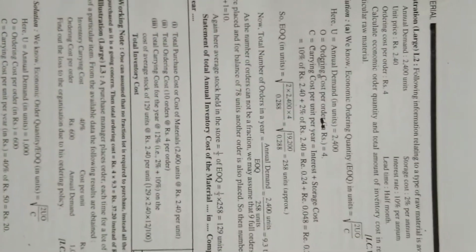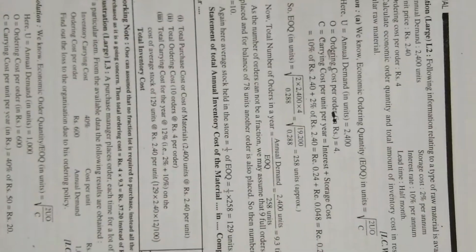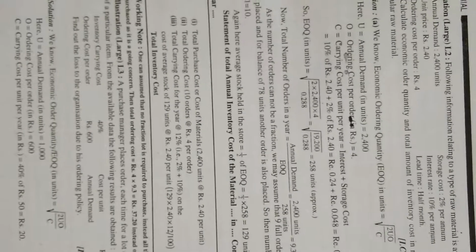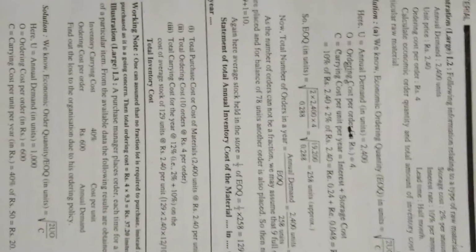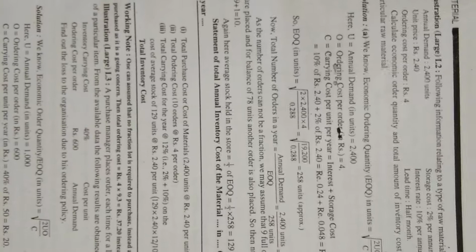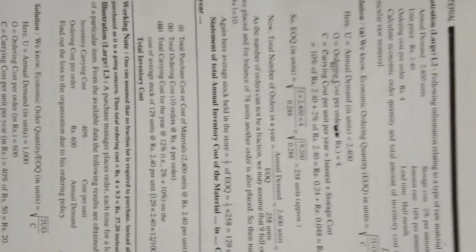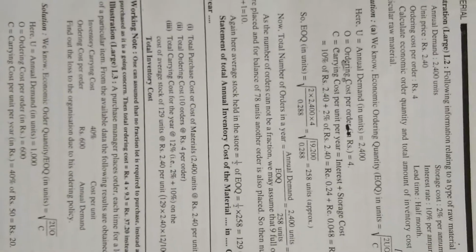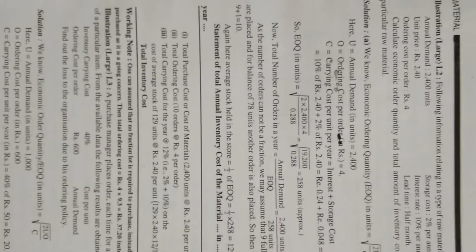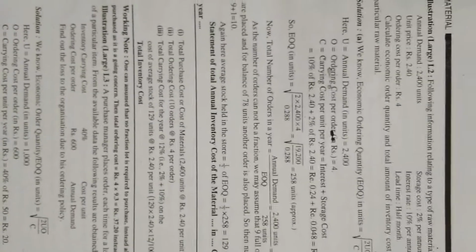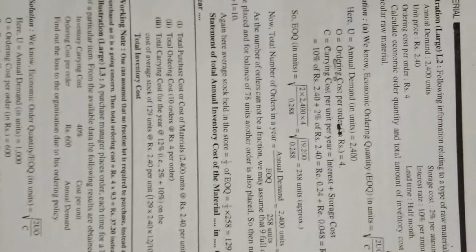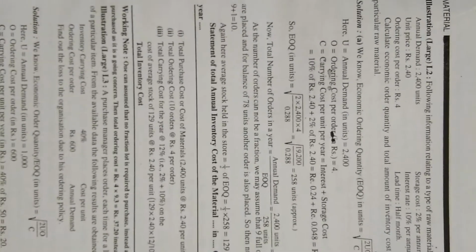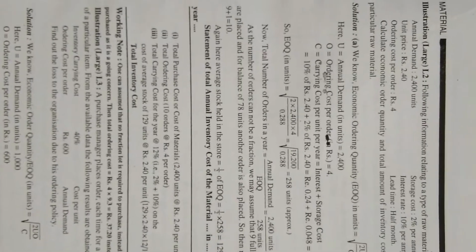It may be given fortnightly, then you have to multiply it by 24. Why? Fortnight means 15 days. In this way you have to do it. Simply, very carefully look at in which fashion the demand is given, whether monthly or weekly or yearly or quarterly, and simply convert it into yearly consumption. Understood?